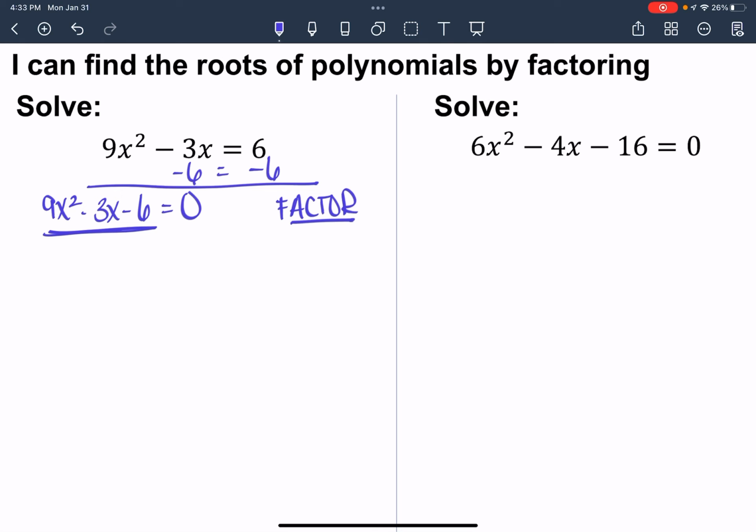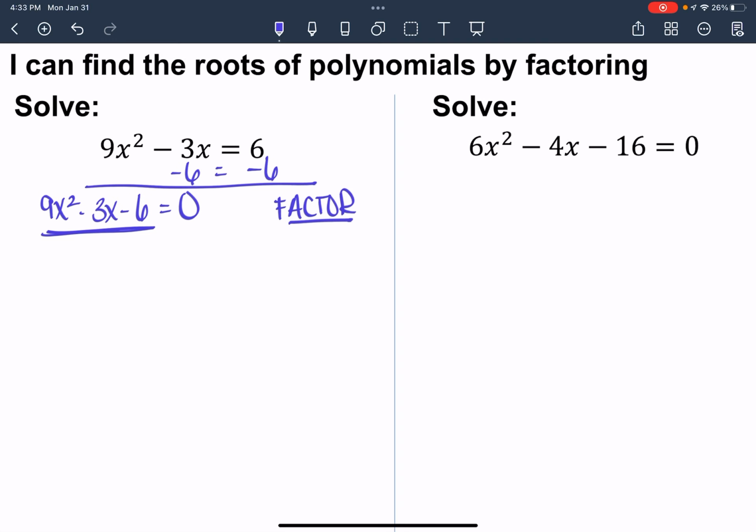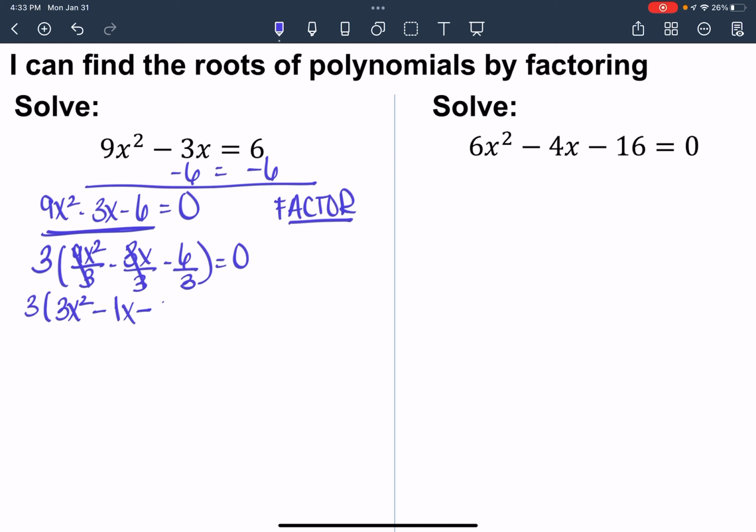And there is a GCF to 9, 3, and 6. The GCF is 3. So I'm going to go ahead and factor that out of all my terms and see what I have left. So when I do this, I get 3 times 9 over 3 will be 3x squared, minus 3 over 3 will be 1x, minus 6 over 3 will be 2. So now I need to factor this trinomial.